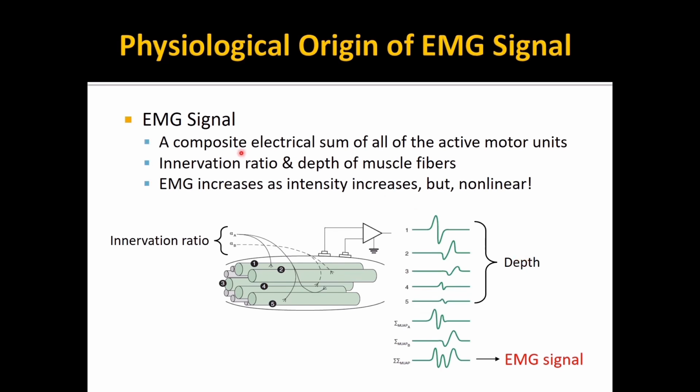And then here, EMG signal means, as I mentioned earlier, the composite electrical sum of all of the active motor units. So we have to add all the motor unit action potentials. We have 2 motor units here, alpha A and alpha B. This signal is the motor unit action potential obtained from this motor neuron. And this is the motor unit action potential obtained from this alpha B motor neuron. Then we have to add these 2. This is what the EMG actually measures.